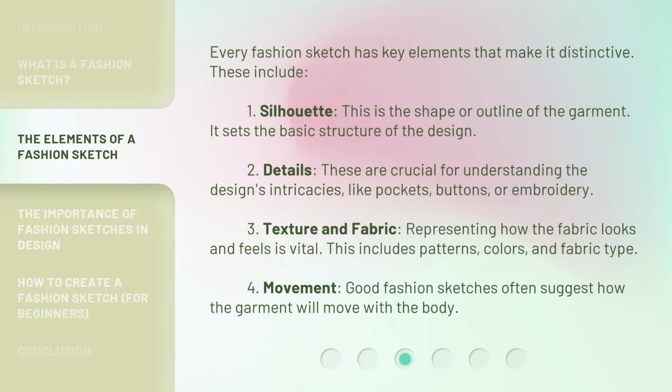Every fashion sketch has key elements that make it distinctive. These include 1. Silhouette. This is the shape or outline of the garment. It sets the basic structure of the design. 2. Details. These are crucial for understanding the design's intricacies, like pockets, buttons, or embroidery. 3. Texture and fabric. Representing how the fabric looks and feels is vital. This includes patterns, colors, and fabric type. 4. Movement. Good fashion sketches often suggest how the garment will move with the body.